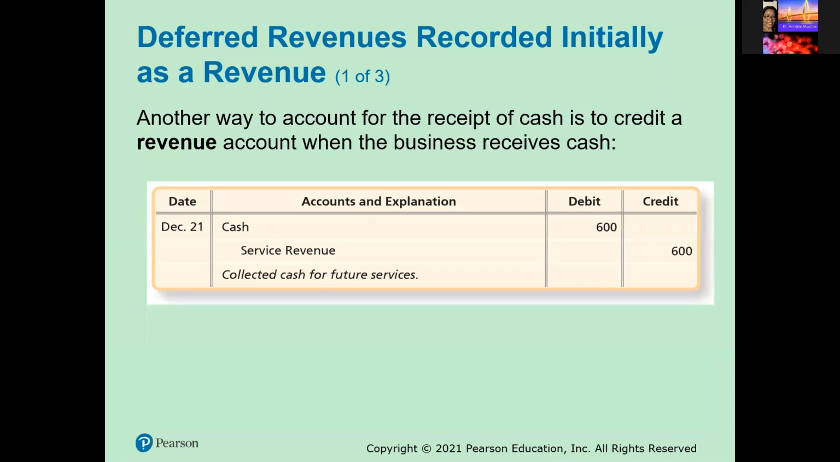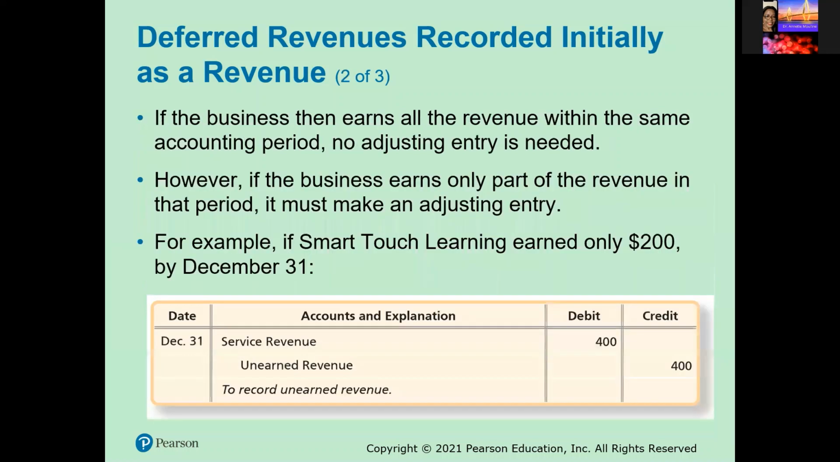Another way to account for the receipt of cash is to credit a revenue account when the business receives cash. This is another way to record or account for receipt of cash. There's a debit to cash and a credit to service revenue. Now, if the business then earns all the revenue within the same accounting period, no adjusting entry is needed. However, if the business earns only part of the revenue in that period, it must make an adjusting entry.